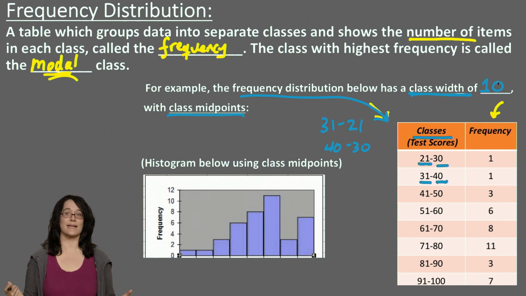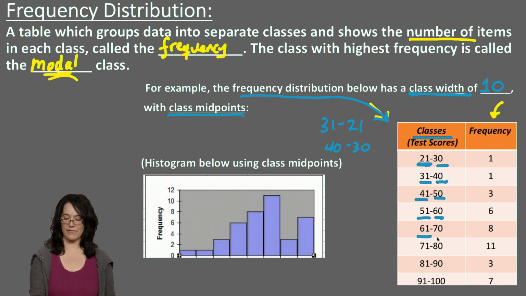So the class width of 10 is telling us that if the first class had a lower limit of 21, the next class should have a lower limit of 10 more, or 31. And if the first class had an upper limit of 30, the next subsequent class should have an upper limit of 10 more, or 40. And you can see that that class width makes sense.